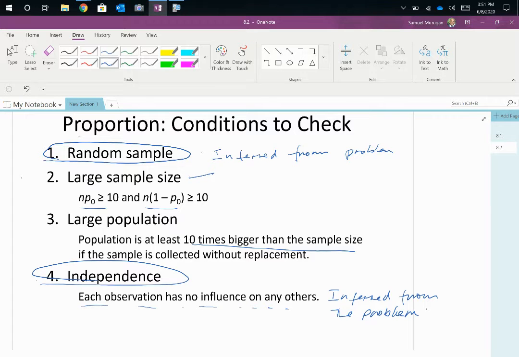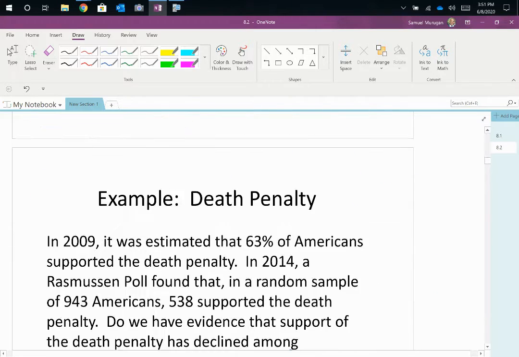Now, for all of the problems that we do, the conditions will be met. But I just want to make sure that we are aware that we're supposed to check the conditions.